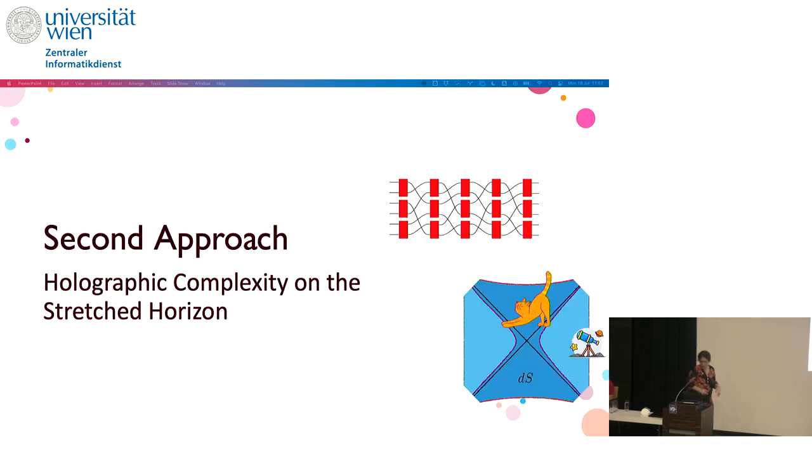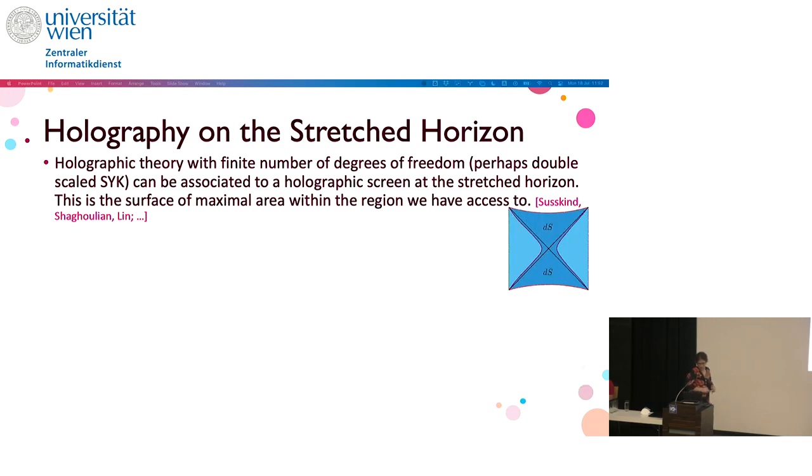All right, so let me move to the second approach. The second approach is the idea of placing a holographic theory on a screen near the de Sitter horizon. This is essentially the idea that a holographic theory with a finite number of degrees of freedom, perhaps a double-scaled SYK, can be associated with the stretched horizon. That is a holographic screen living extremely close to the de Sitter horizon.